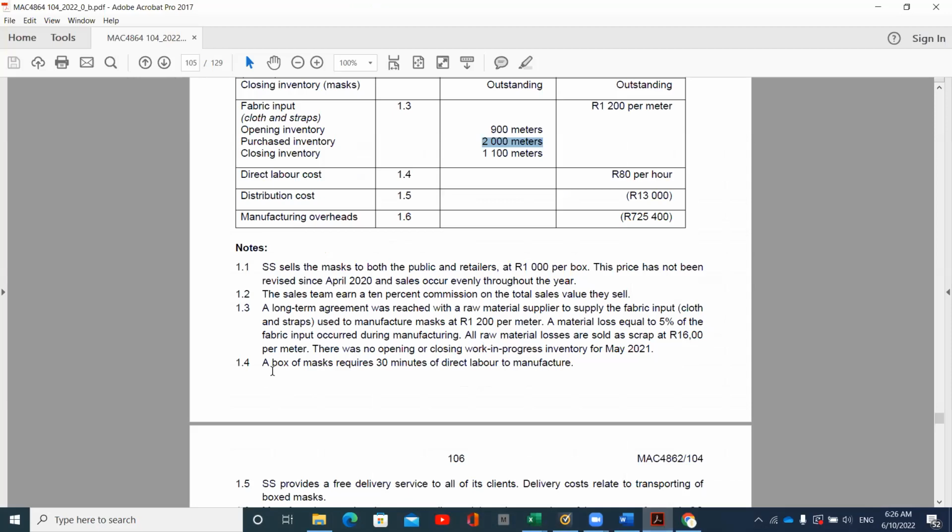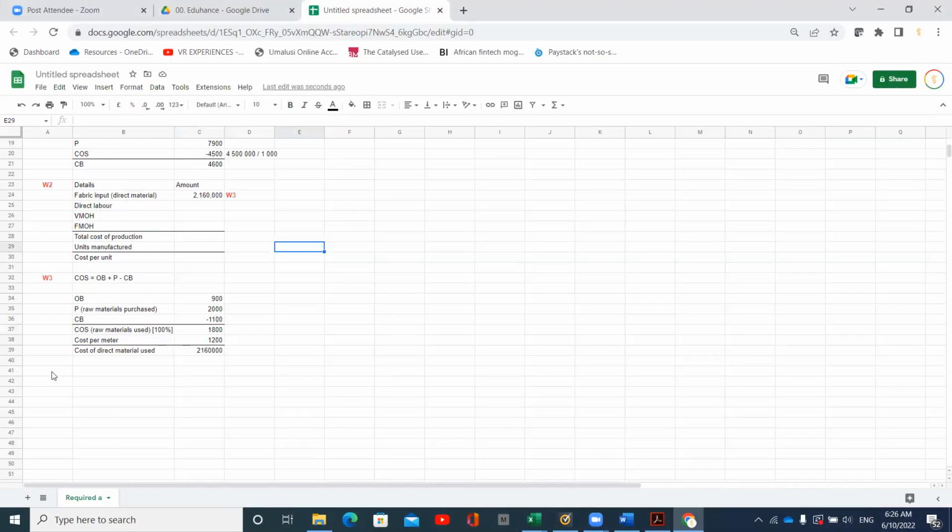So they told you a box of masks requires 30 minutes of direct labor to manufacture. So each box is half an hour and labor cost is 80 Rand per hour. Okay, so this is a quick calculation. So I'll just do a separate calculation. There's no need to do a separate calculation, but I just do it. So direct labor, it will be labor hours per box and then labor rate per hour. Okay, this will give us labor costs.